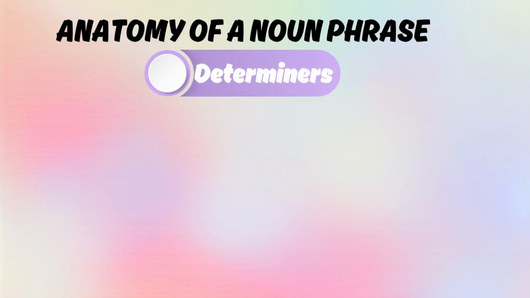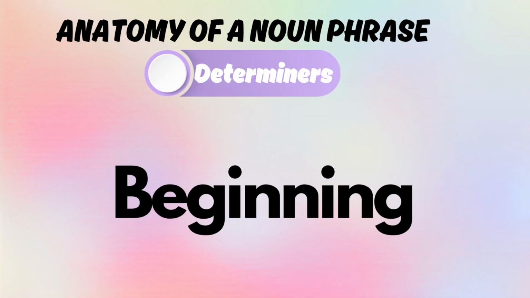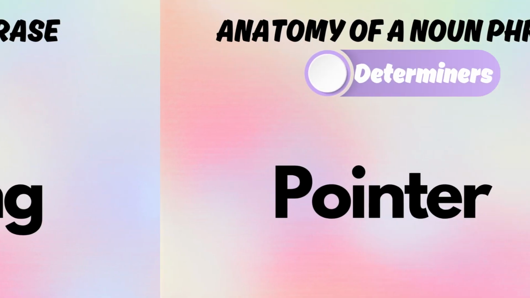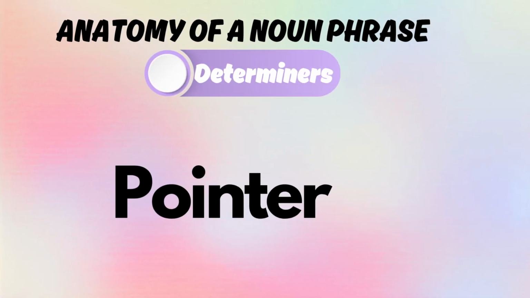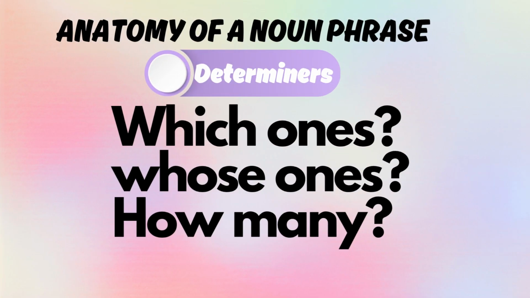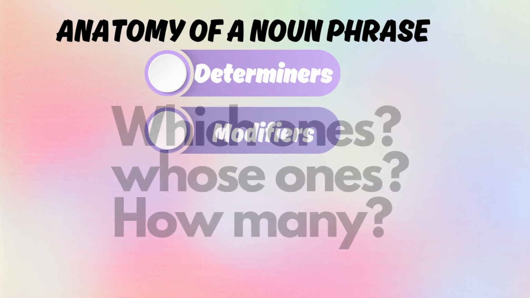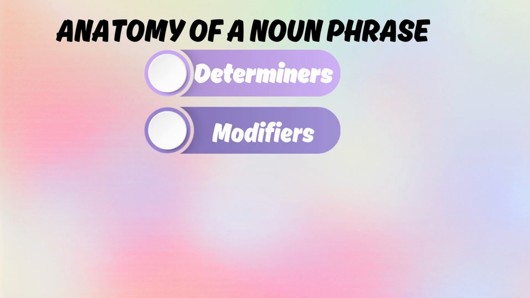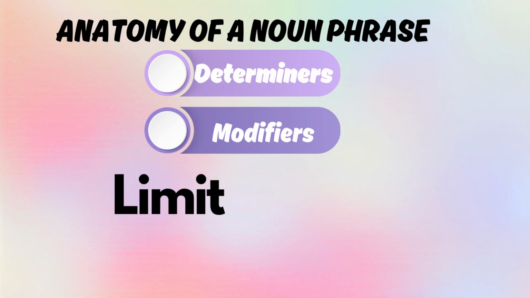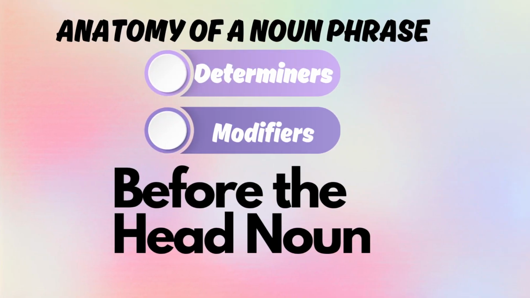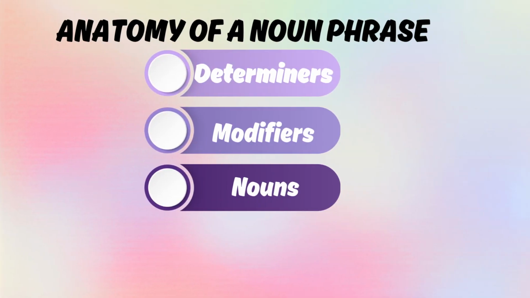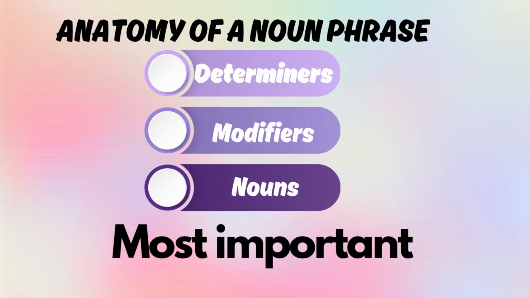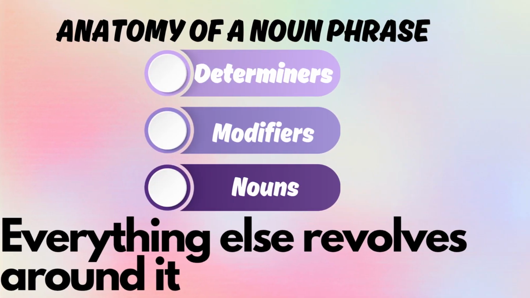First, we have a determiner. This is the word that usually comes at the beginning. It signals the start of the noun phrase. Think of it like a pointer or highlighter. It tells us which one, whose one, or how many. Then comes the modifier or modifiers. These are words that describe or limit the noun. They usually come before the main noun and help us imagine it better. Next, we have the heart of the noun phrase, the head noun. This is the most important part, the actual noun we are talking about. Everything else in the phrase revolves around it.